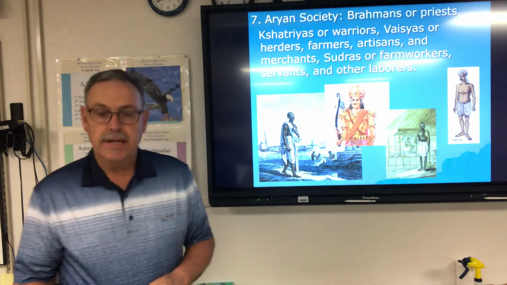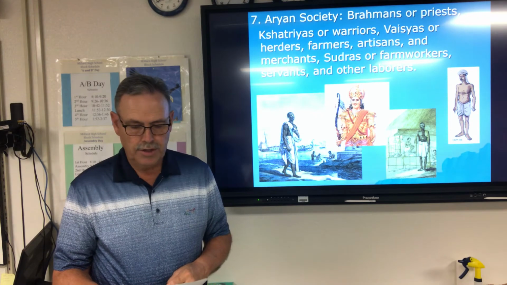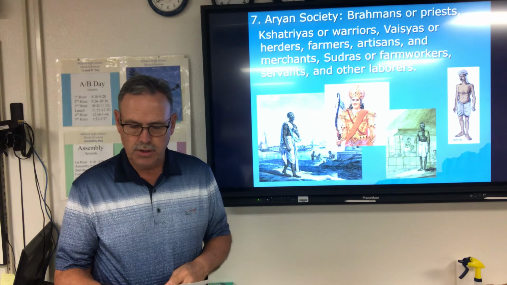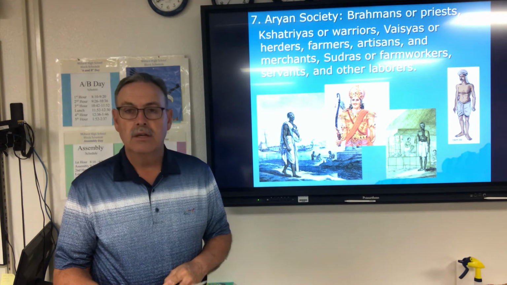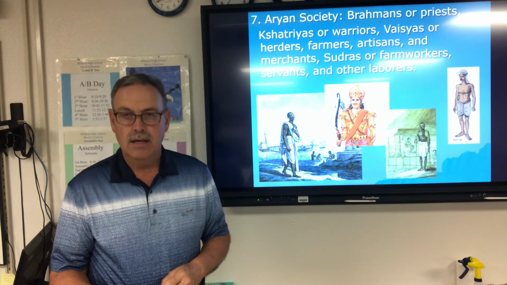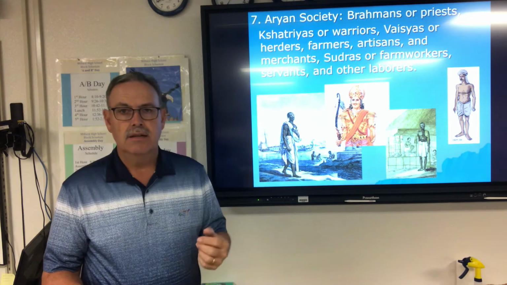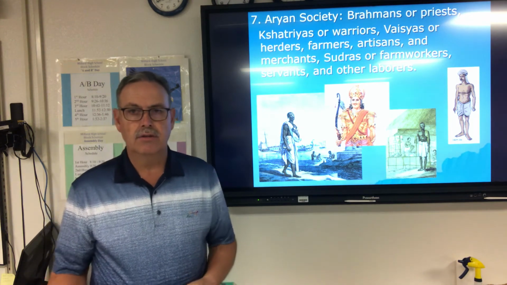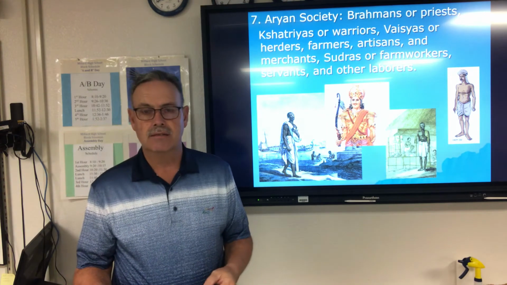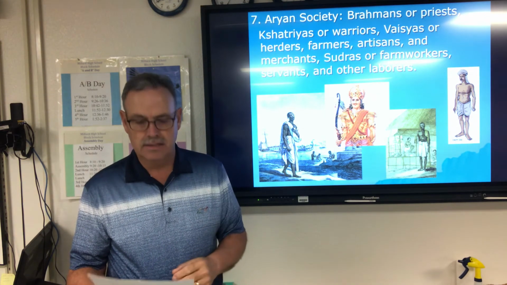So Aryan society had Brahmins or priests, Kshatriyas or warriors, Vaishyas or herders, farmers, artisans, and merchants, and Sudras were the farm workers, servants, and other laborers. They occupied the lowest level. Now that being said, there is technically another level lower than that. We'll talk about it on the next one with the caste system. But these were the social classes of India.